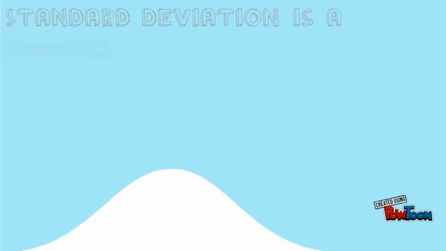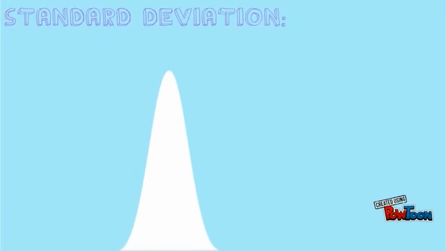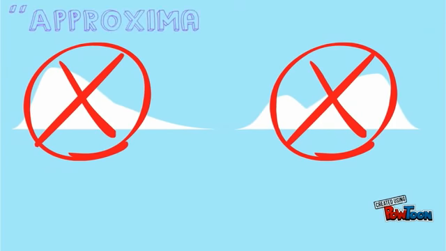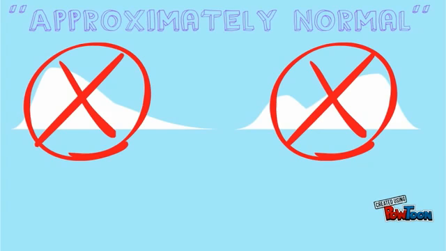Standard deviation is a measure of spread, that is, how spread out a set of data is. A low standard deviation tells us that the data is closely clustered around the mean, or average, while a high standard deviation indicates that the data is dispersed over a wider range of values. Standard deviation is used when the distribution of data is approximately normal, resembling a bell curve.